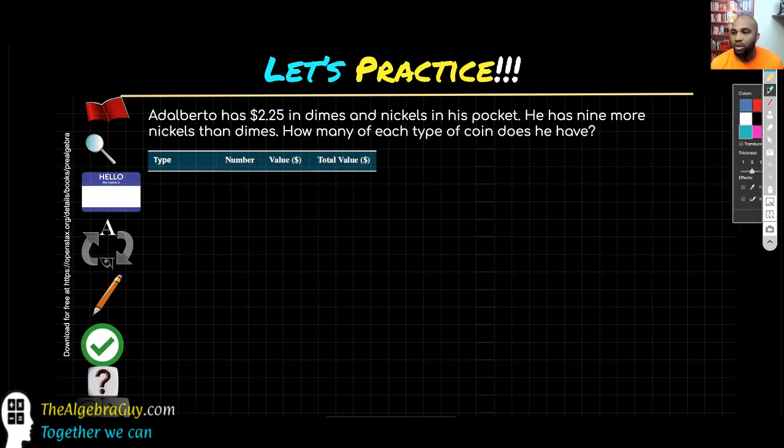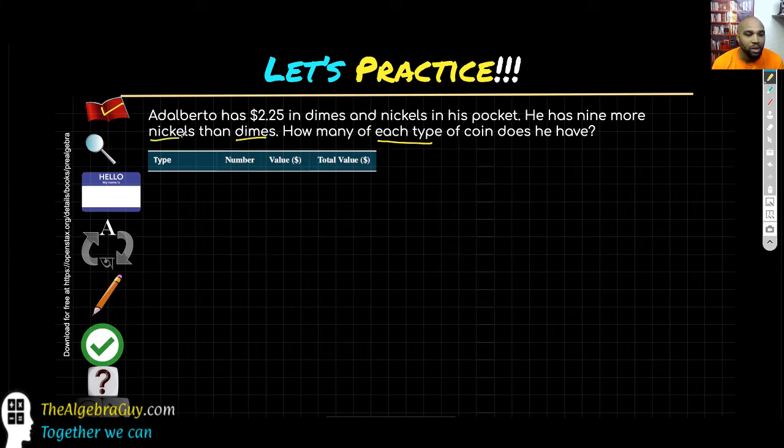There we go. All right, so Alberto has $2.25 in dimes and nickels in his pocket. He has 9 more nickels than dimes. How many of each type of coin does he have? So how do you solve a problem like this? First, we read the problem. Now we need to identify what we're looking for. We want to know how many of each type. So how many nickels, how many dimes does he have?